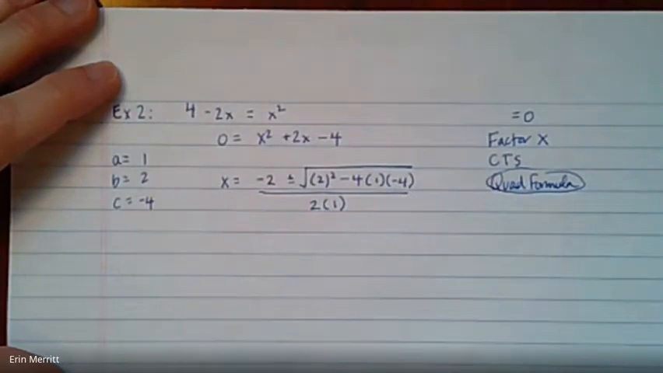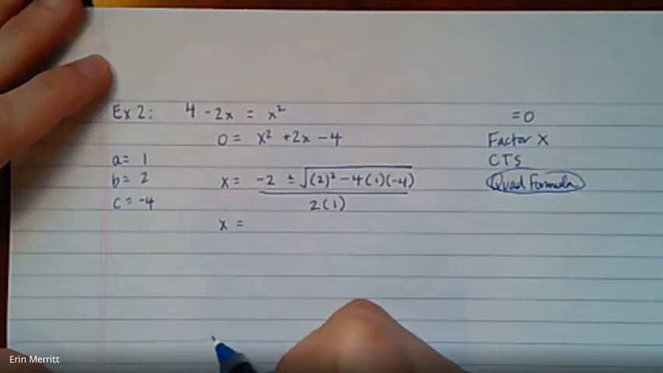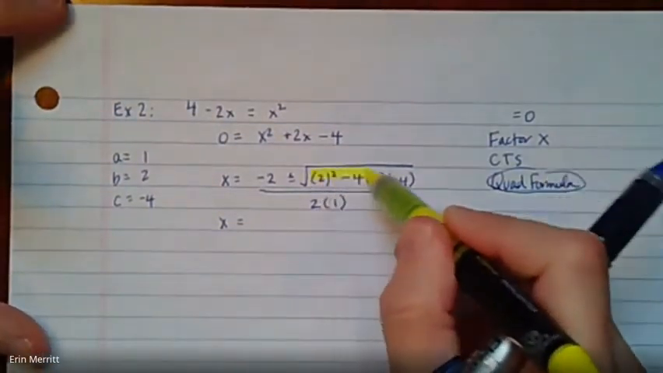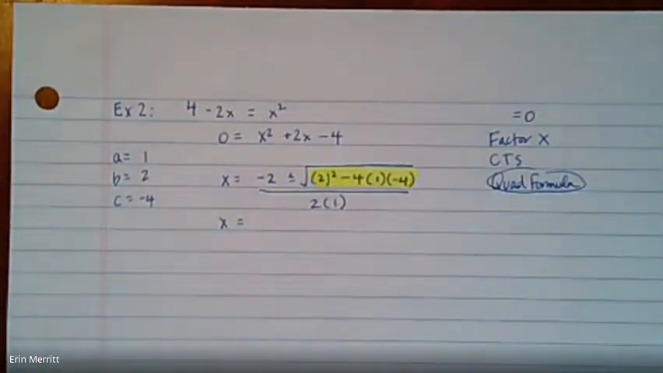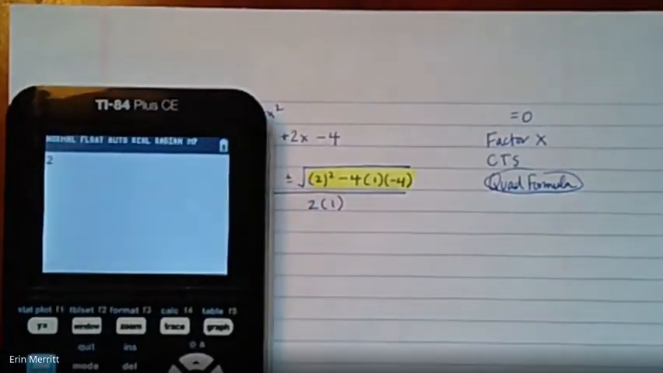All right, if you need to, can you use your calculator to help you? Of course you can. What I would suggest if you're going to use your calculator is to calculate the part underneath the radical without the radical attached. What I mean by that is you could do 2 squared and then minus 4 times 1 times negative 4 to get that piece of it.